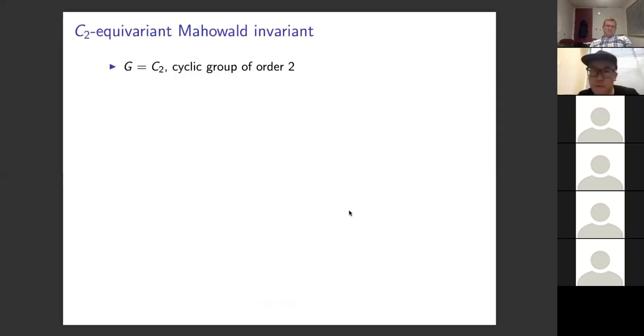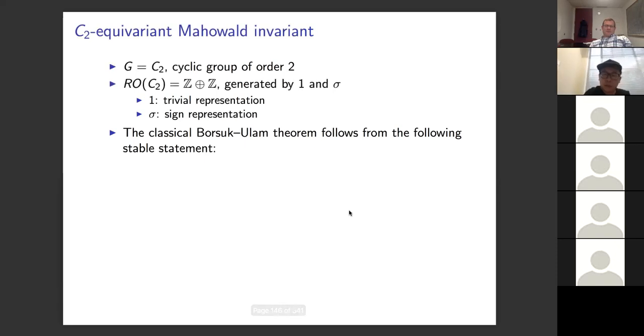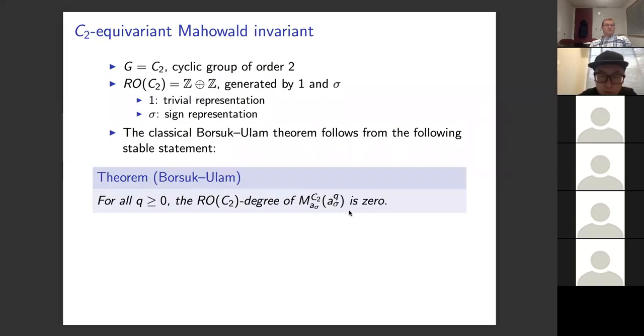I'd like to talk about a few cases before we talk about Pin(2). So C2-equivariantly, recall that RO(C2) is generated by 1 and sigma. One is the trivial representation, and sigma is the sign representation. We have the classical Borsuk-Ulam theorem, an unstable theorem between spheres with antipodal actions. If you take the unreduced suspension, it corresponds to several copies of the sign representation. It actually follows from the following stable statement. If we consider a sigma to the power of k, the Mahowald invariant with respect to a sigma has degree 0.